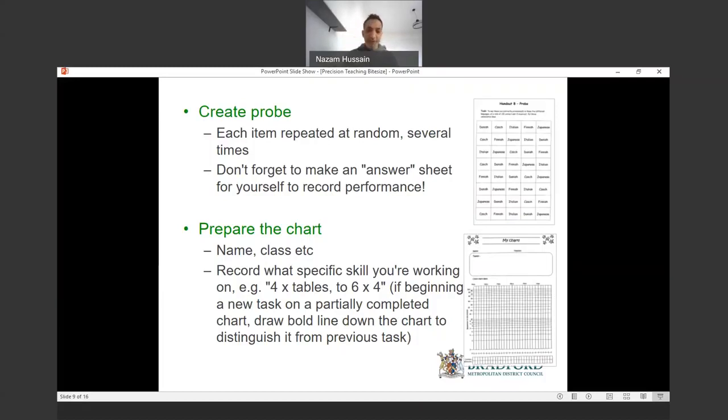And where do you record this? You record it on a chart called a ratio chart. I'm going to explain what that is in the next few slides. But essentially, you fill in, obviously, the name, the class, what targets you might be working on, and then you plot the scores on this graph by using how you recorded how many correct or incorrect answers were given in a minute using the probe sheet.